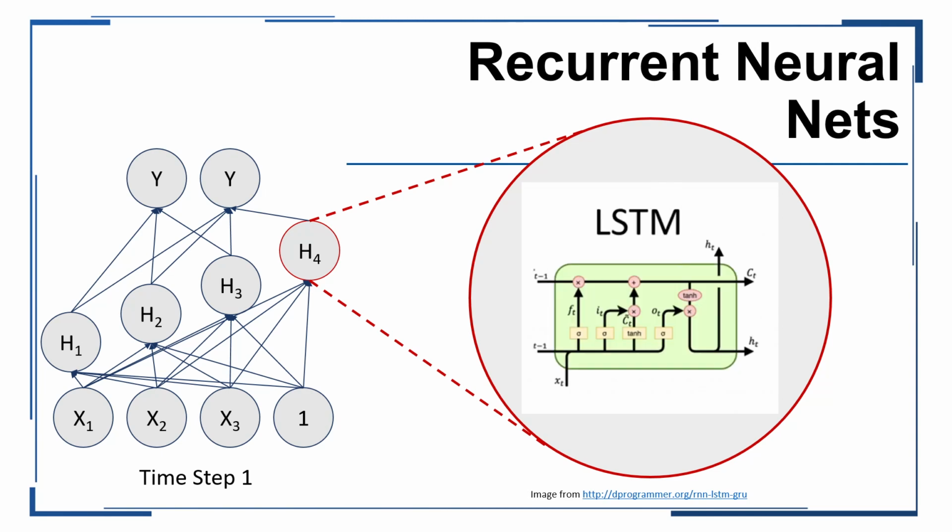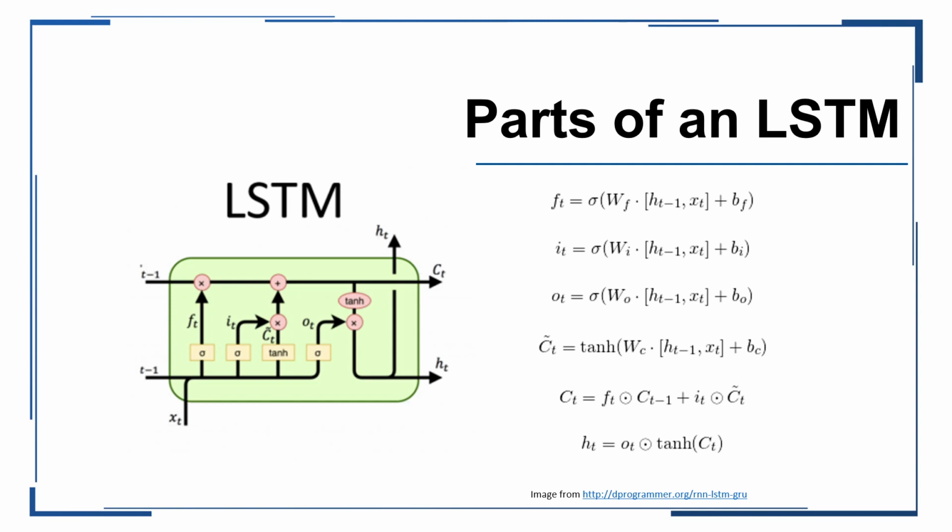Long short-term memory, or LSTM, networks are another common variant of recurrent model. LSTMs incorporate a more complex node structure that includes memory. So the LSTM node itself acts almost like a small neural network, incorporating a set of gates which affect the flow of data through the layer.